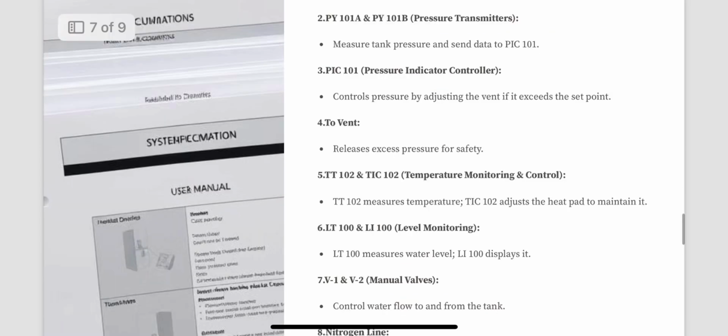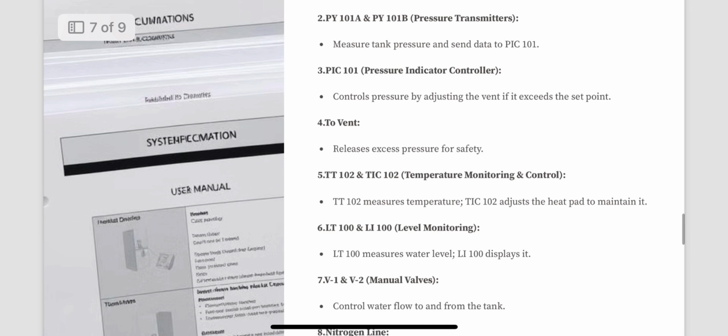Next, number 2 is pressure monitoring and control. We have pressure monitoring and control in the system, such as PY101A and PY101B, which are pressure transmitters. They measure the pressure inside the tank and send data to the PIC101. PIC101 is the pressure indicator controller, which ensures the pressure stays within the set point. If the pressure exceeds the limit, it will adjust the vent to release the excess pressure.